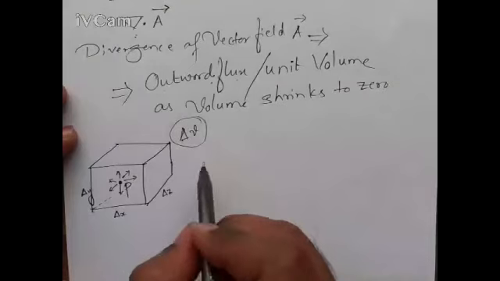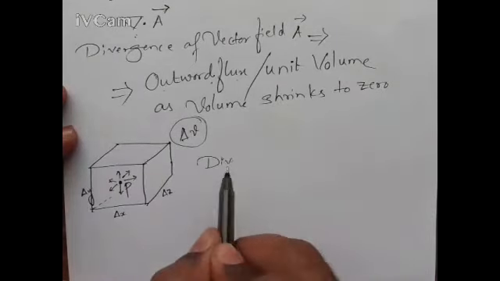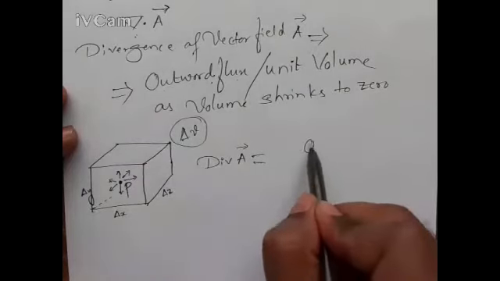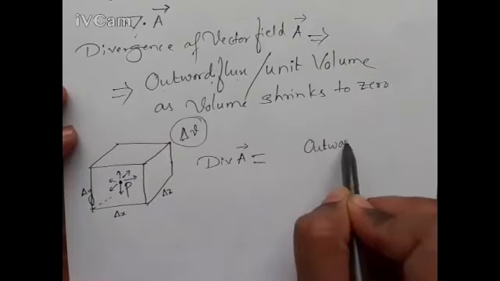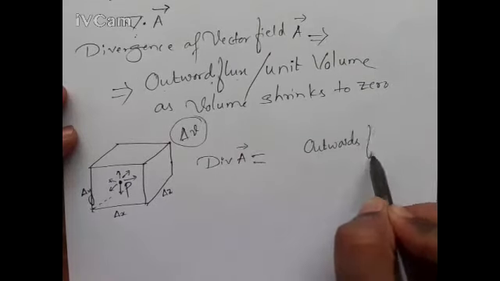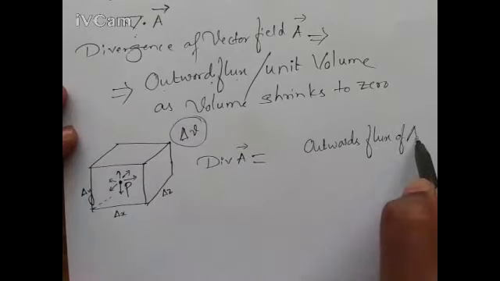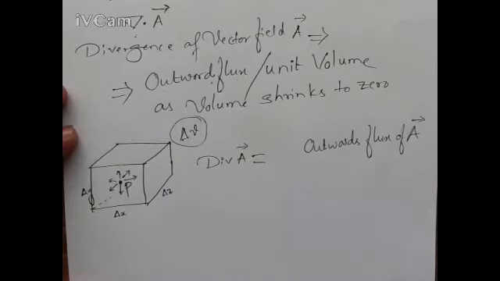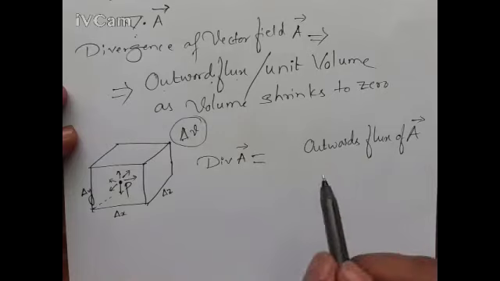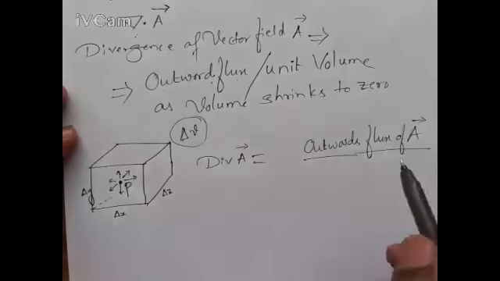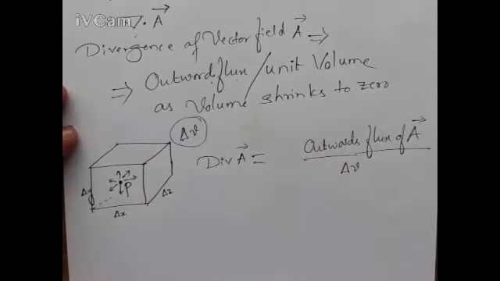Then what do I want? I want to find out the divergence of vector A. The divergence of vector A is given as the outward flux of vector A, vector A going out, divided per unit volume. What is unit volume? This is the unit volume, per unit volume.